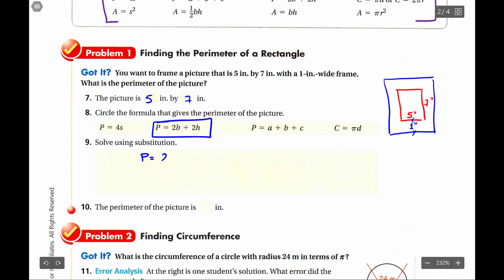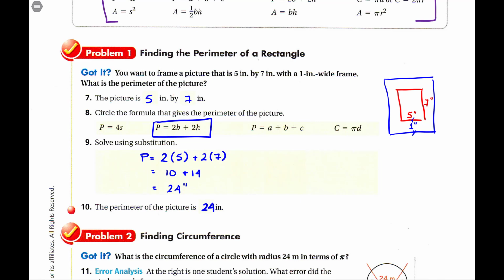The perimeter is equal to 2 times 5 plus 2 times 7. When we simplify, we get 10 plus 14. And our final answer is going to be 24 inches. So the perimeter of the picture is 24 inches. Make sure that when you're given units in a problem, you include the units in your solution.